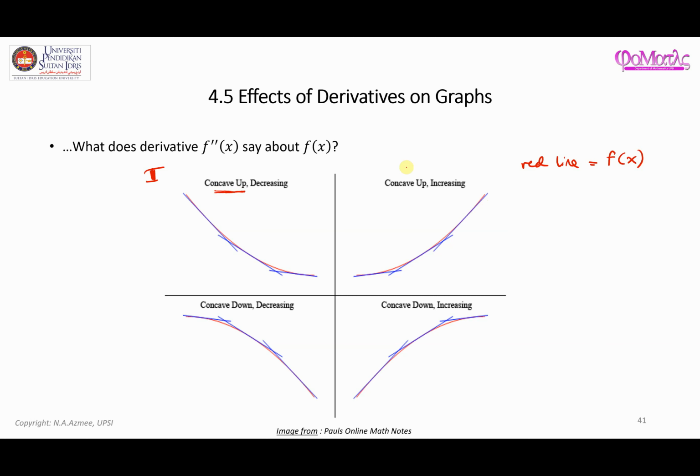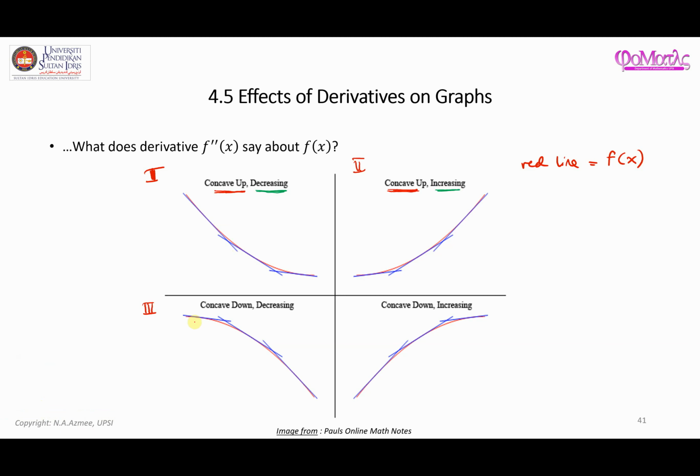Similarly for the second situation here, you can see that the red line is above all of its tangents, and so this is the idea of concave upward. Of course, the graph can be either decreasing in nature, so it is going down, or increasing in nature, so it's going up. Next, let's look at the third situation.